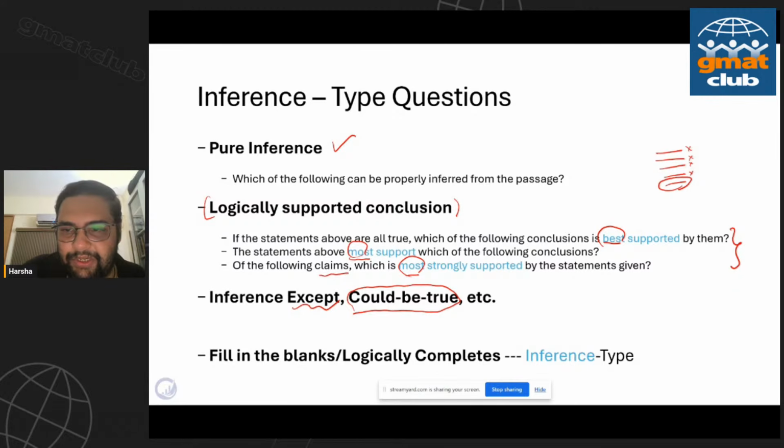And of course, if you have been preparing for CR, you're familiar with the fill in the blanks, logically completes question type. Now, some of those are strengthen questions, some of those are actually inference questions. You will have to go through them to figure out which is which. So, everybody with me so far, give me a yes. You're following what I'm saying so that I know how things are.